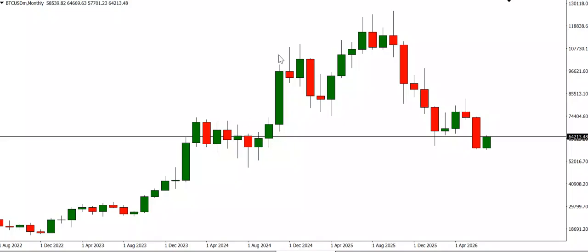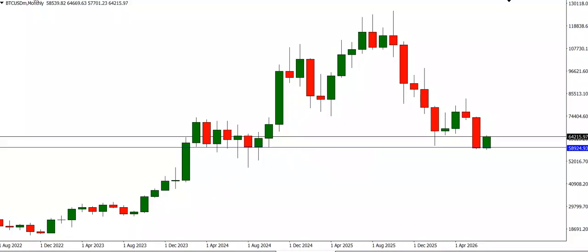twice around where price is now. Price at 64217.02 as I speak, but around that level we can see a possible key level here.